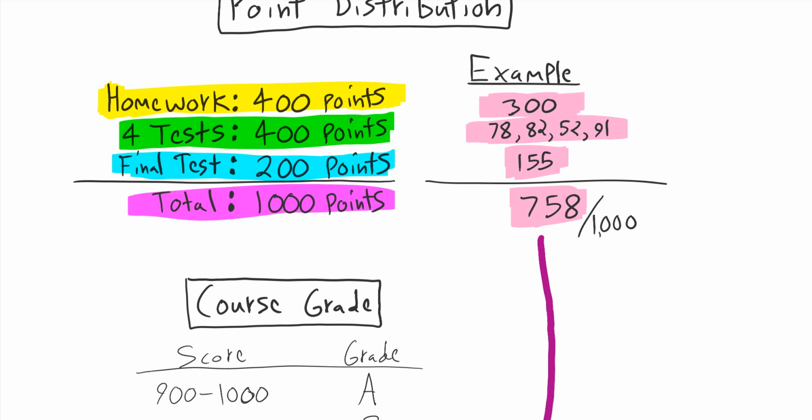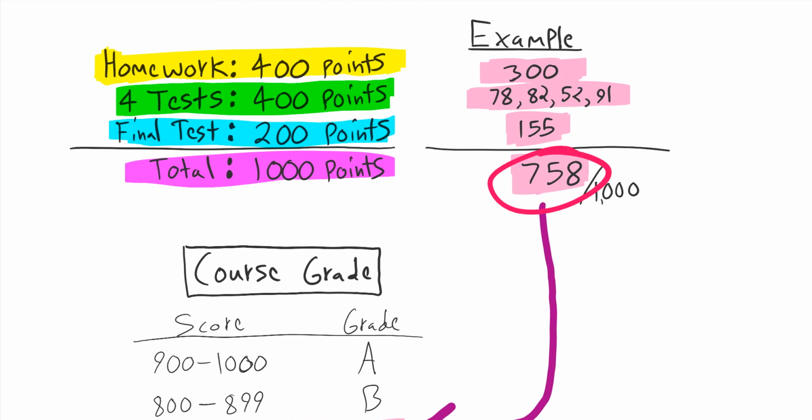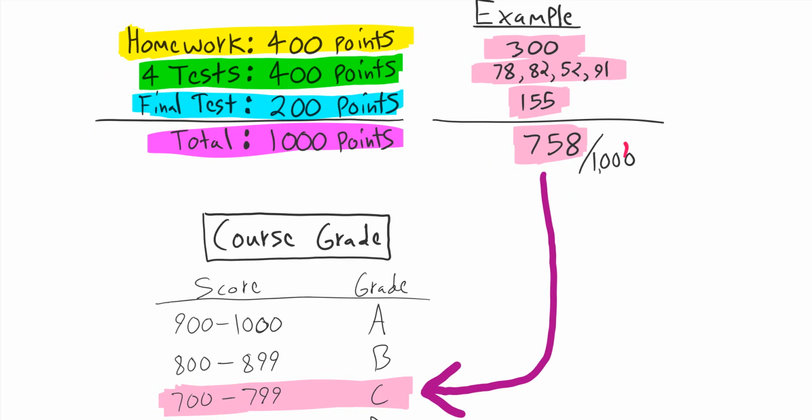And let's say that these are your test scores: 78 on the first test, 82 on the second test, 52 on the third test, 91 on the fourth test. So you add those up. And let's say you got 155 points out of the 200 total for the final test. And your total score for the course is 758 out of 1,000.